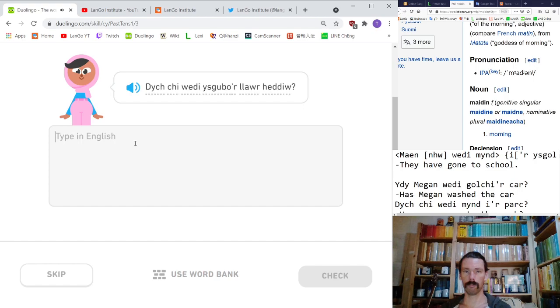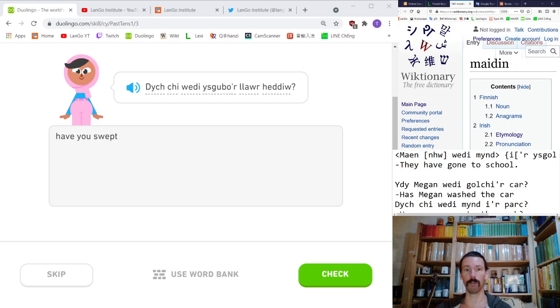Dych chi wedi ysgubo'r llawr heddiw? Ysgubo is what? Llawr, the floor. Have you swept? Okay, so there's the name Escobar in Spanish, meaning broom maker. I think ysgubo is related to that. Escopa, scopa for the broom. Let's look it up. Y-S-G-U-B-O.